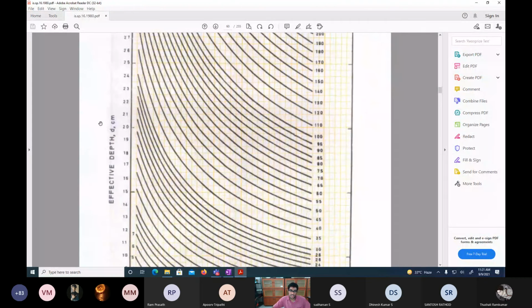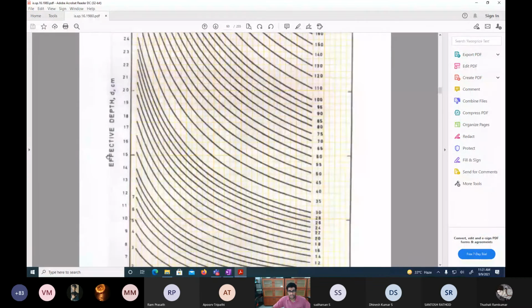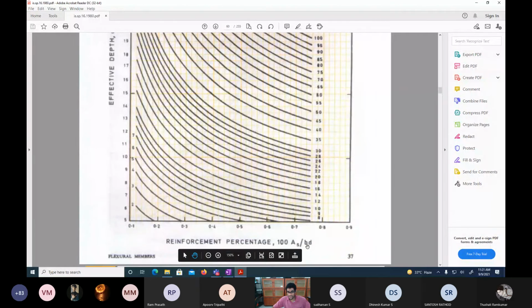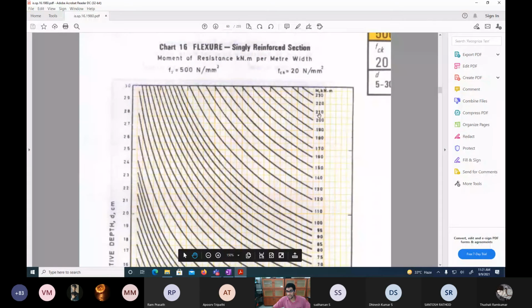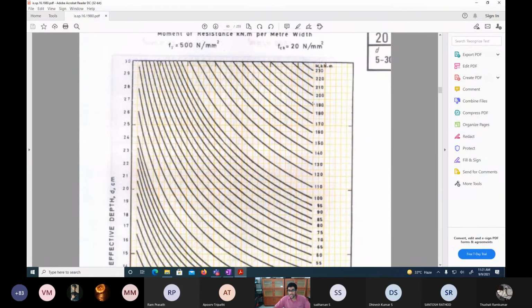But anyway, what this chart will have is effective depth. It will have reinforcement percentage, 100 into area of steel by bd, and this value which is shown over here is the moment which you are designing for. So based on this moment, you can just choose any effective depth. It's in centimeters, so you can choose 27. If you choose 27 as the effective depth, and your moment is 180 kilonewton meters.